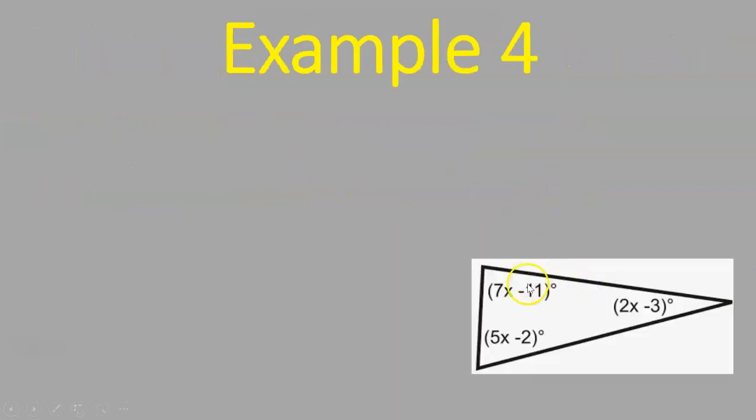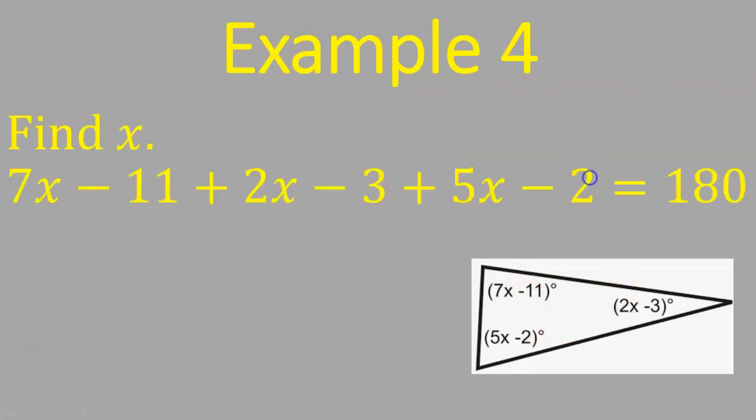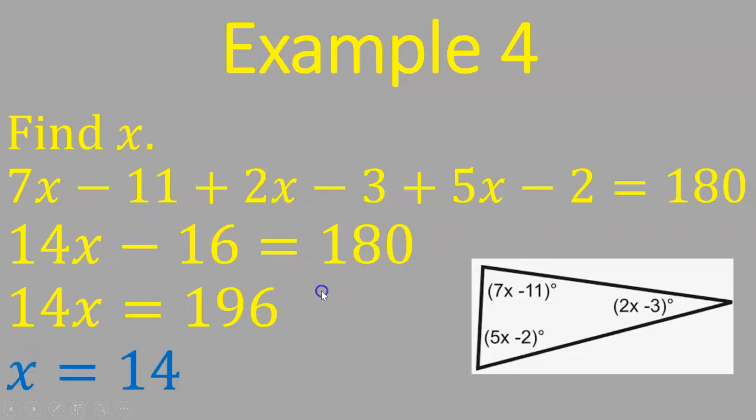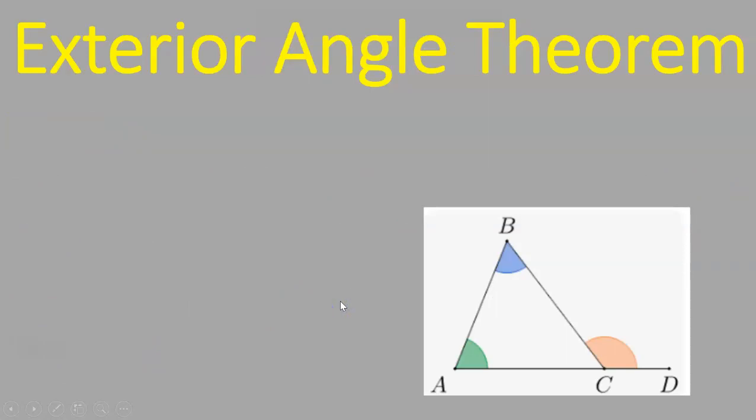So fourth example, we've got these three expressions. Find x. Here you're always setting them equal to 180. You're adding all three up and setting them equal to 180. So similar to the previous problem, add your x's. 7, 2, and 5 make 14. Negative 11, negative 3, negative 2 make negative 16. Add 16 to both sides. 180 plus 16 is 196, and divide by 14. So x is 14.